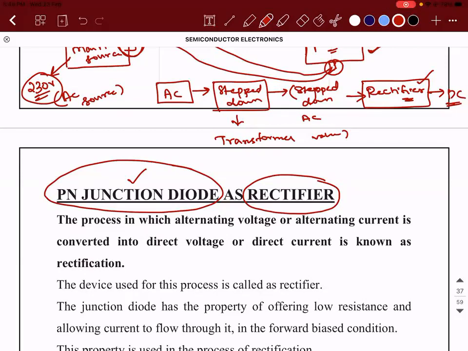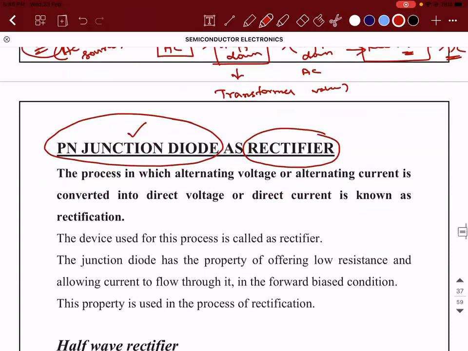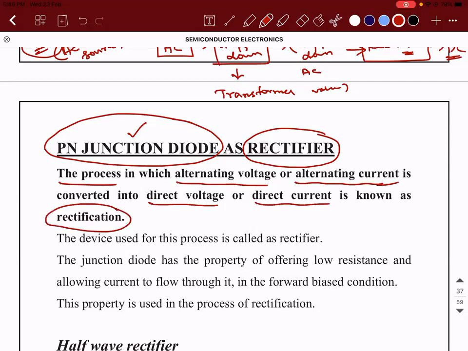Yes, sir. So now, since we have the knowledge of forward bias condition and reverse bias condition, we are going to apply it to a device called a rectifier to understand how it works. The process in which alternating voltage or alternating current is converted into direct voltage or direct current is called rectification. The device used for this process is called a rectifier. So I can take a PN junction diode and give a particular circuit in such a way that this process can take place.